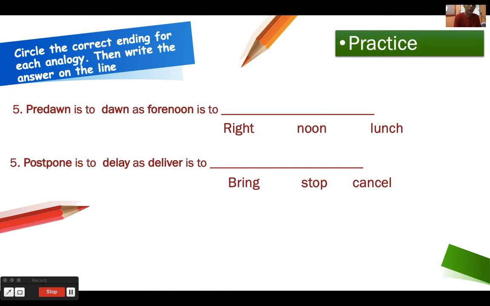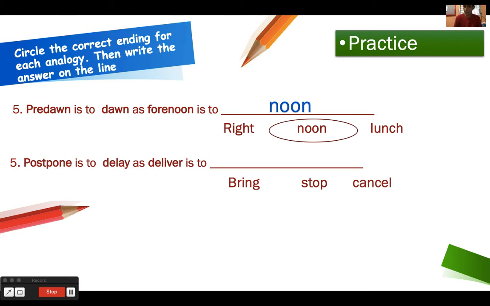We have here, pre-dawn is to dawn, as forenoon is to, and we have three options: right, noon, and lunch. Which word do you think you have to write on the line? First, circle it, and then write it on the line. Okay, that is practice. Pre-dawn is to dawn, as forenoon is to, very well, noon. So you have to write it on the line.